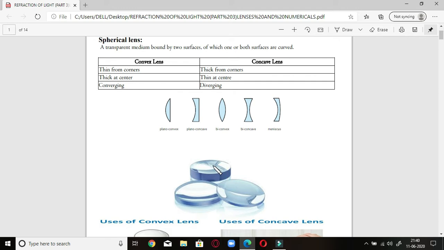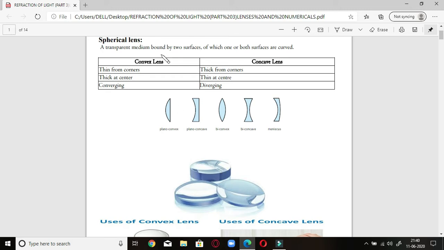It spreads the rays, it diverges the rays. Whatsoever rays are falling on it, it will spread them. Whereas the convex lens will always converge the rays, that is, it is going to meet all the rays at one place. That's why there are various uses. Both of them have their own uses, right?